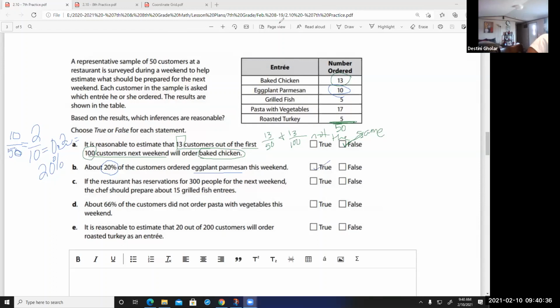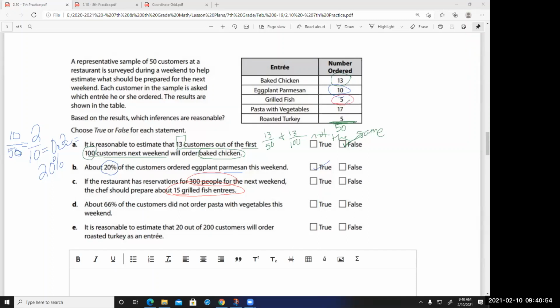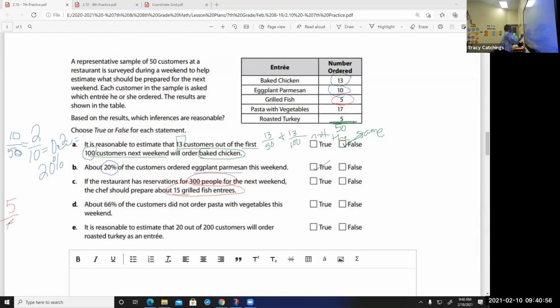All right, looking at C. C says if the restaurant has reservations for 300 people for the next weekend, the chef should prepare about 15 grilled entrees. All right, how many people chose grilled fish now? 5. So 5 out of 50 people.